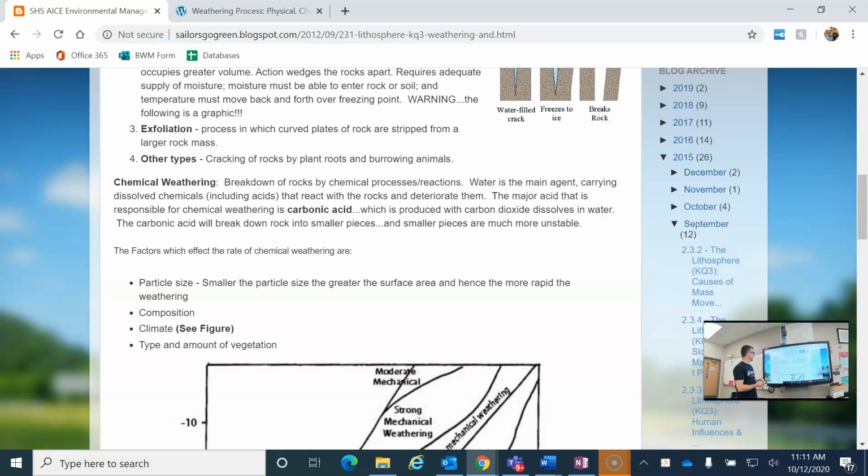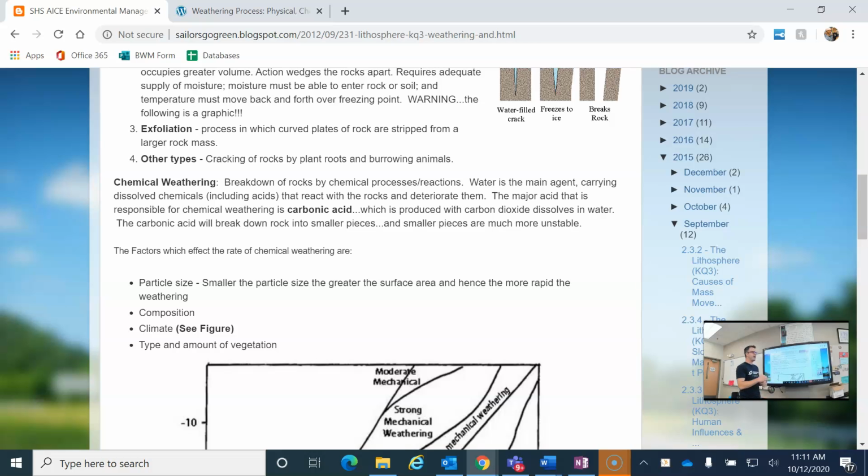Chemical weathering is the breakdown of rocks by chemical processes or reactions. Like I said, it actually changes the structure of the rock. The main agent for this is water. So water will carry rocks, but also have acids in it and different types of dissolved chemicals that react with the rocks and deteriorate them.